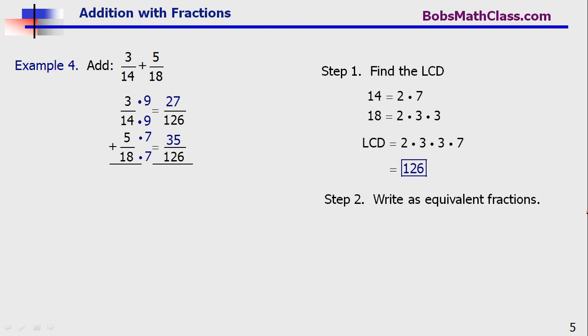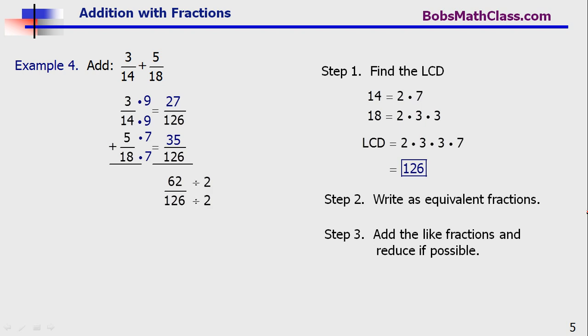And now we can go ahead and add the numbers. 27 and 35. 7 and 5 is 12. Write 2, carry the 1, 62. And then that reduces, 62 over 126 by 2, right? And so that'll give you 31 over 63.